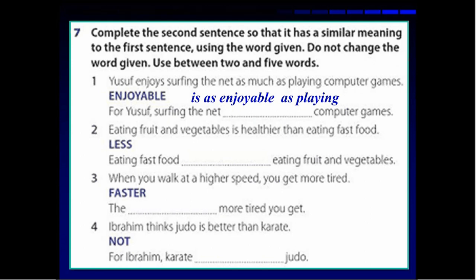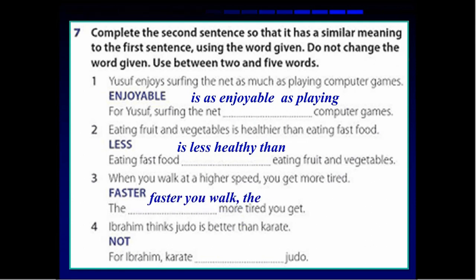So when you say eating fast food, using the correct form from less, it is less healthy than. Number 3. When you walk at a higher speed, you get more tired. From faster, it will be the faster you walk, the more tired you get. Comparative form.